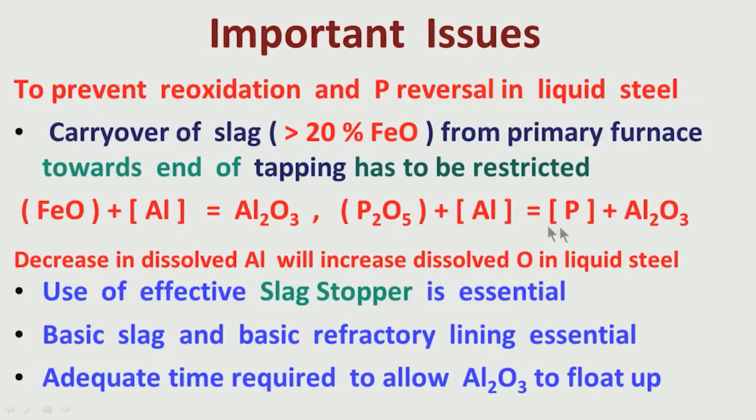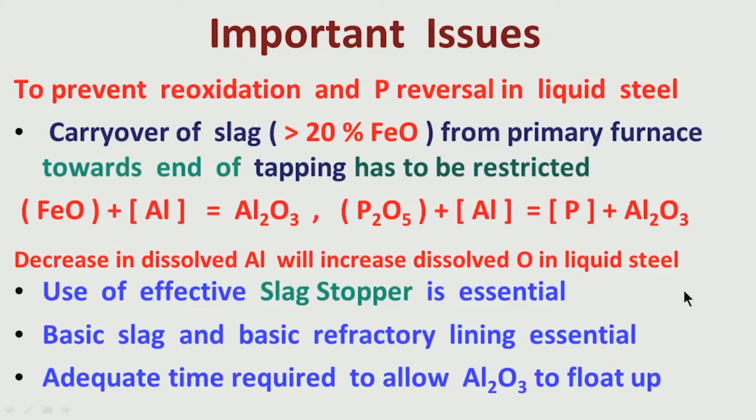So, we have to be very careful about how this slag from the primary furnace can be stopped. I have mentioned here the decrease in dissolved aluminum will increase in dissolved oxygen in liquid steel, because the multiplication of aluminum and oxygen is constant, as I have told you earlier. So, what is important is use of effective slag stopper is essential. That means slag from the primary furnace, BOF or EAF, should not be allowed to be carried over in the ladle. It should not be allowed to come from the primary furnace to the ladle.